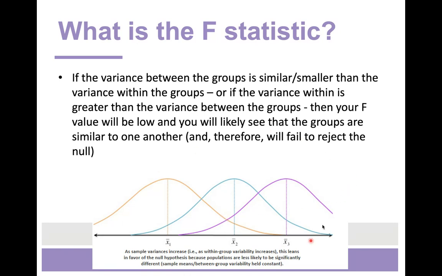But if our results look like this, if we have high within groups variability, right, within each of our three groups, so group 1 has high variability, group 2 has high variability, group 3 has high variability, and very little between groups variability, then the medicine doesn't do anything. It doesn't make the groups different from one another. We'll get a small F, and we will fail to reject the null.